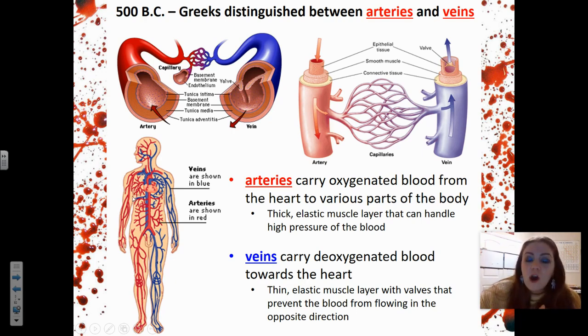They still just understood so very little about blood. So remember, arteries are the ones that are carrying oxygenated blood from the heart to your body. So they're the ones leaving the heart that have been reoxygenated after going through the lungs and going towards your body. Everything that's heading back to the heart to become reoxygenated by the lungs, those are veins.